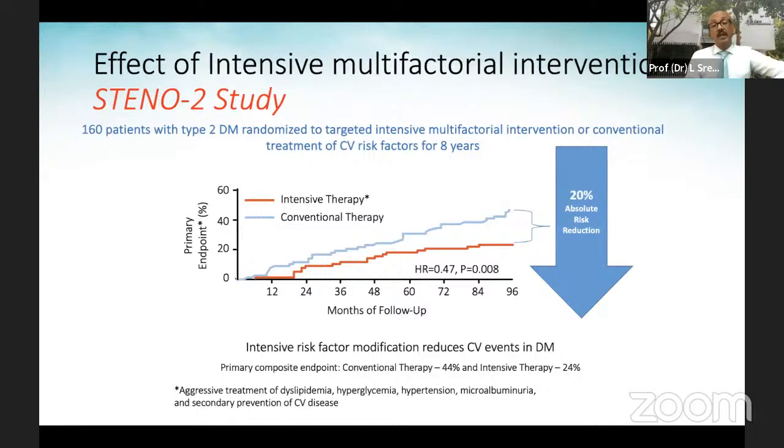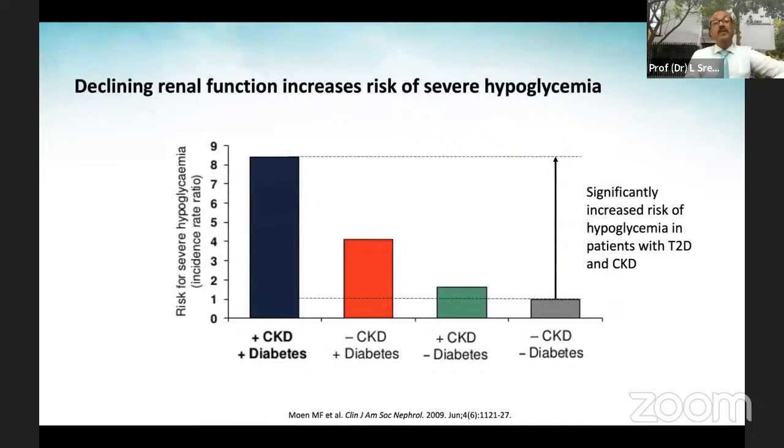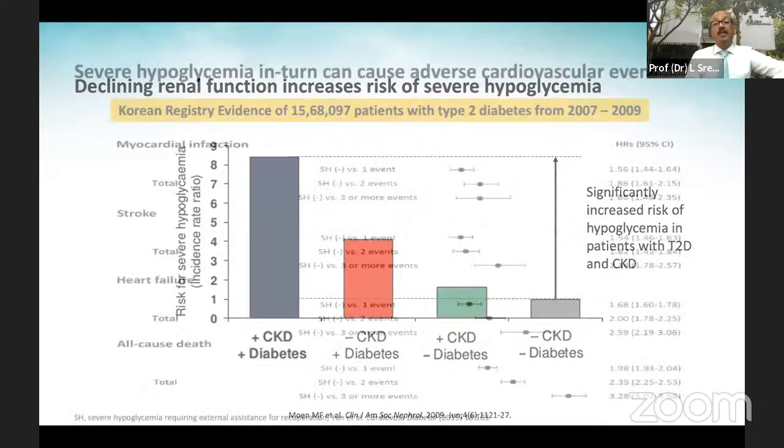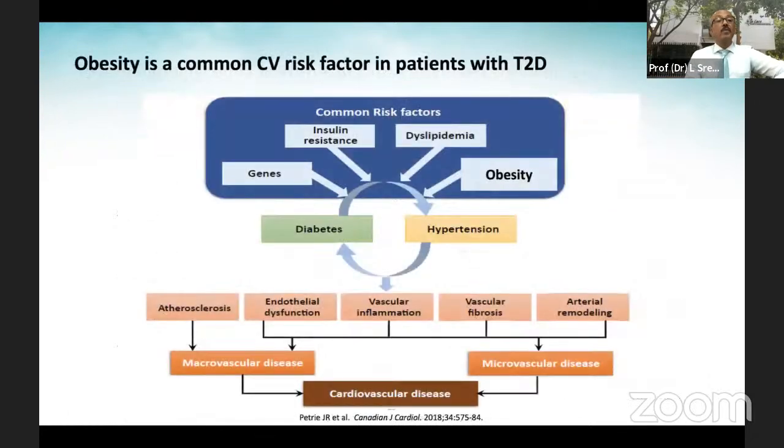The Steno 2 study was one of the earliest studies which showed that intensive multifactorial intervention can bring down the CV risk factors, with absolute risk reduction. So intensive risk factor modification reduces CV events to the tune of 20%. Declining renal function also increases the risk of hypoglycemia, which we showed. Severe hypoglycemia in turn causes adverse cardiovascular events, and that's something which we should remember.